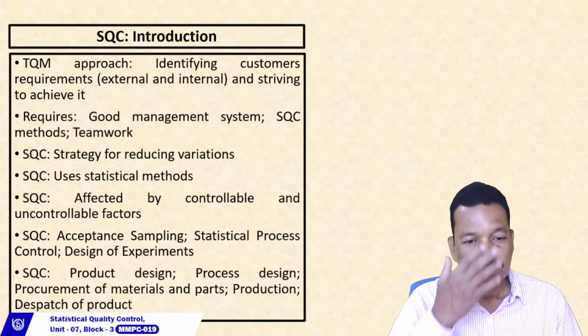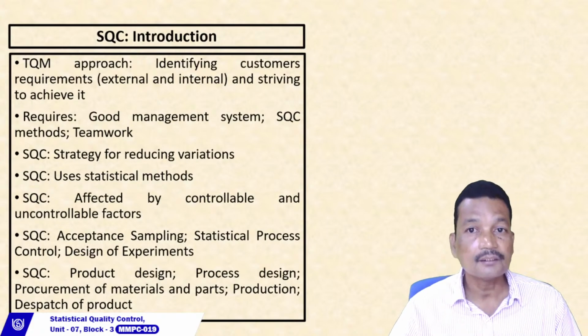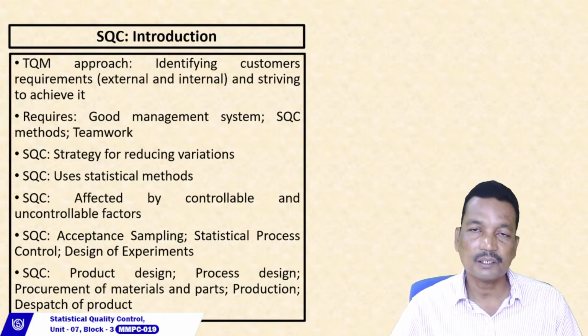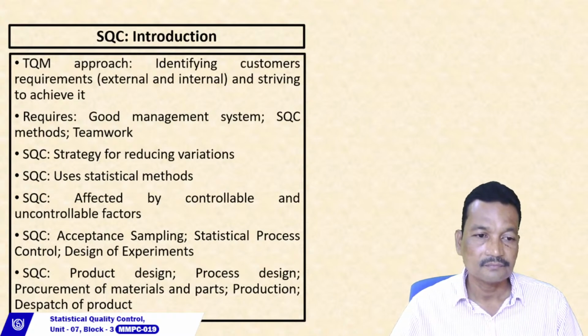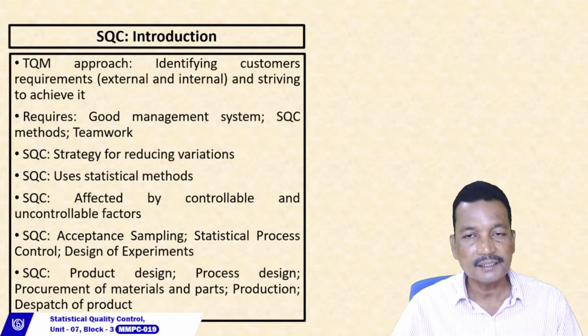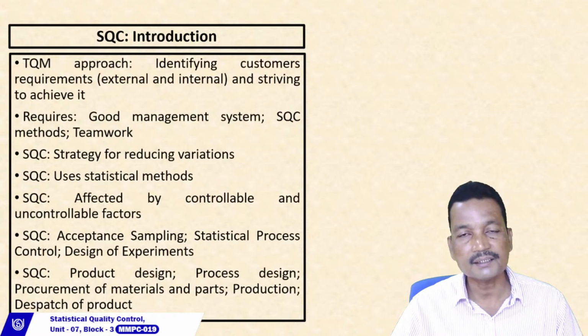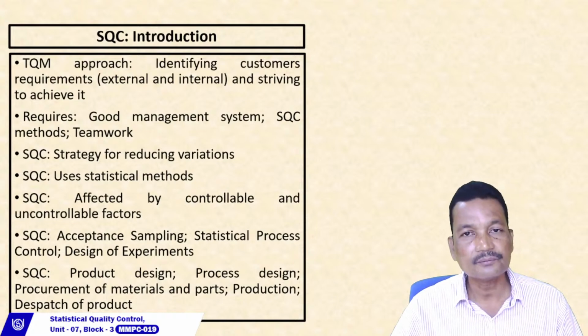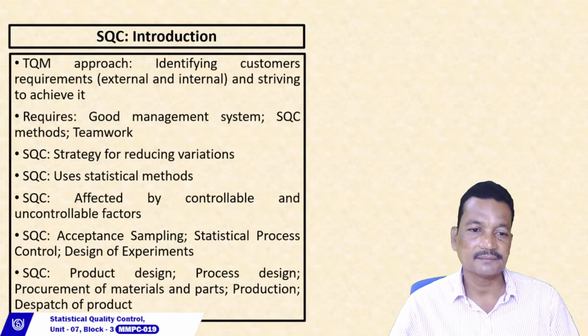Now, what are the tools of statistical quality control? We have three basic tools. One is acceptance sampling, another one is statistical process control, third is design of experiments.